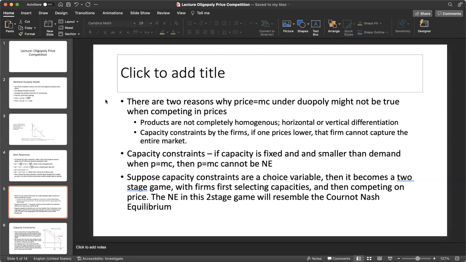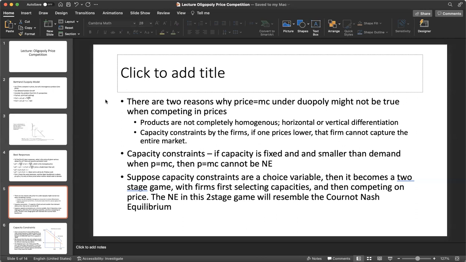Right? Makes sense. Suppose you're a good person, you're good at doing homework, right? And then you only have one night a week to do homework. Even if you lower the prices, everyone will want you to do their homework for them. You cannot, because your capacity is constrained. You can only do it, say, one night a week. So with capacity constraints, if capacity is fixed and smaller than demand when price equals marginal cost, so remember, that's the largest welfare maximizing quantity, then price equals marginal cost cannot be a Nash equilibrium.